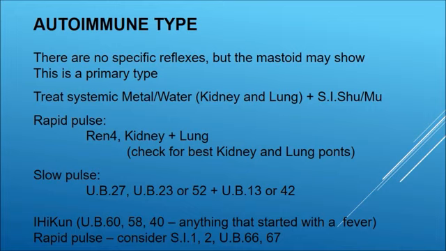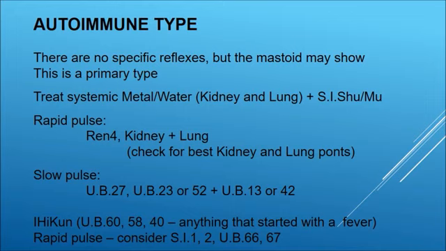In a rapid pulse patient, use REN4 plus kidney points and lung points. You will choose which kidney points to use according to which ones release the most reflexes. And if there is pressure pain on kidney 2, you will use kidney 7 and 10. Otherwise, you might use kidney 6 or 9.